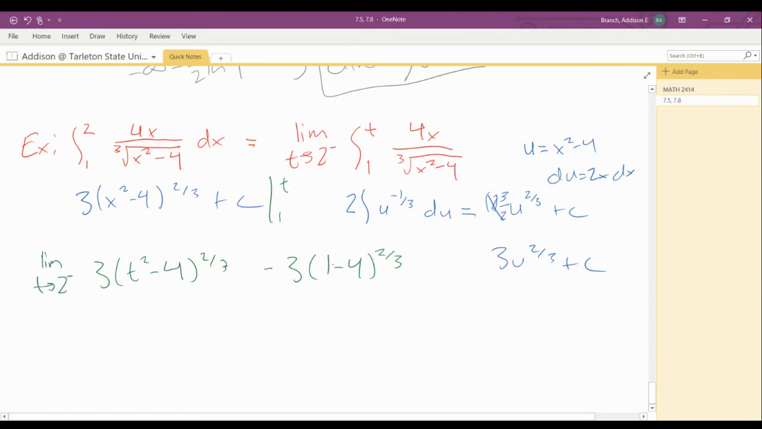All right, so now if we look at this, if we take our limit as t approaches 2, that's going to get us approximately 0 for this part. For the other part, we essentially get 0 minus 3 times negative 3 to the 2/3. So we get negative 3 times negative 3 to the 2/3, and we can simplify that a little more. So therefore, we can say that it is convergent to negative 3 to the 5/3.